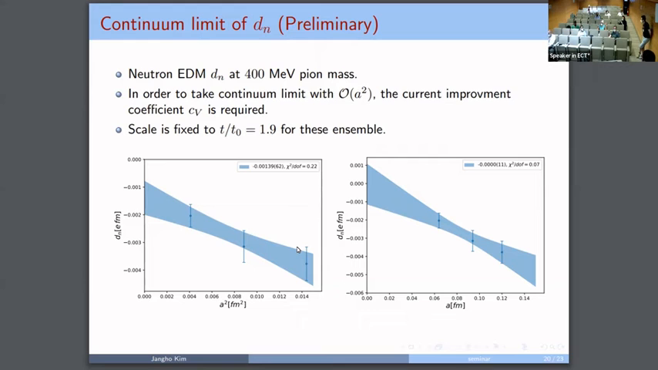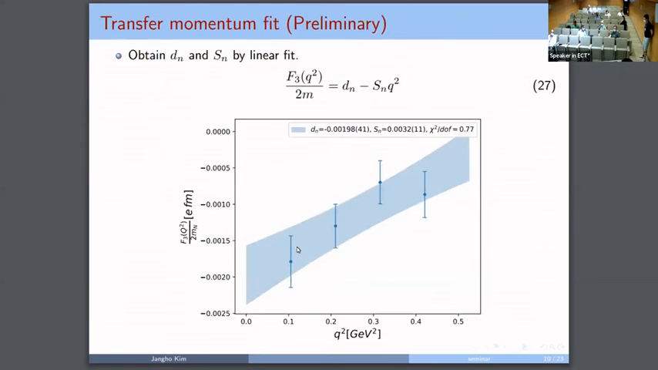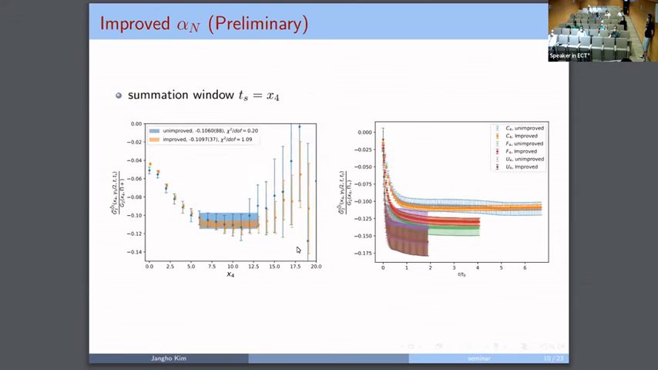Have you checked the sensitivity on the scale setting procedure? So have you tried to set the scale by use of some other operator and see what happens? Because as you can see, after a certain flow time it doesn't change much. I think she's asking if instead of t0, maybe w0. Yeah, but we did not check that. Not yet.